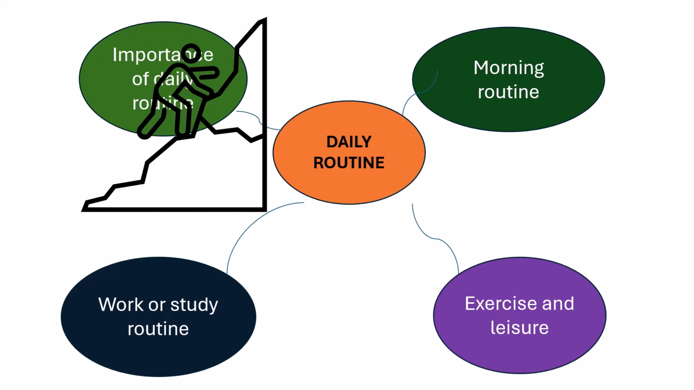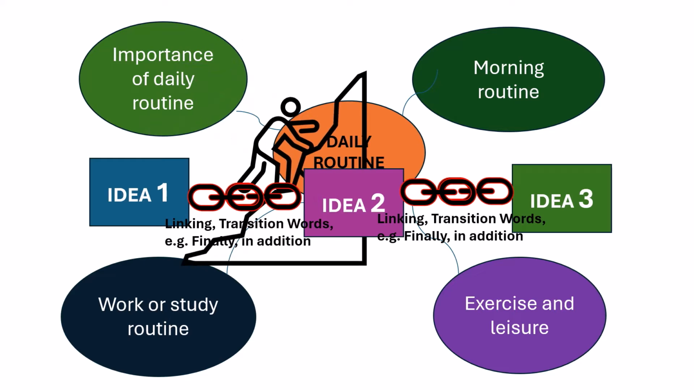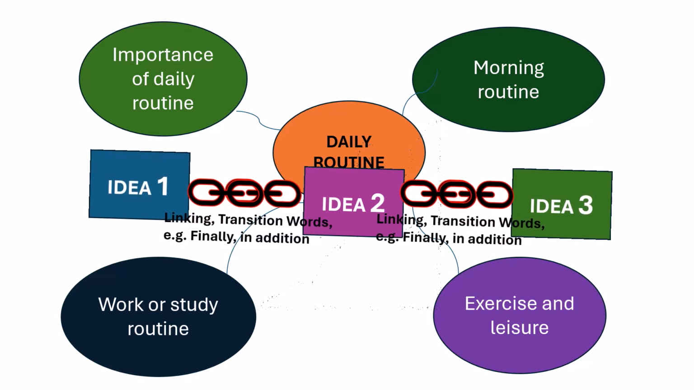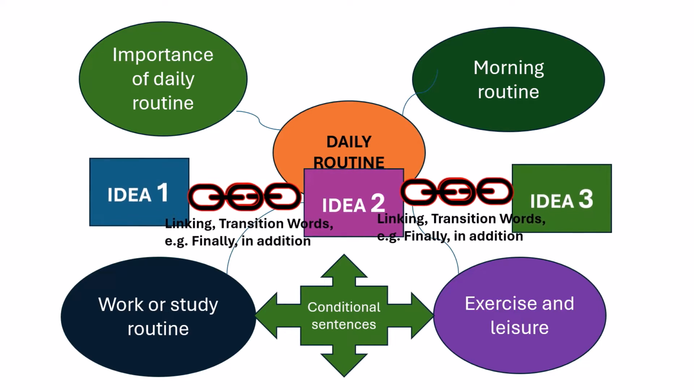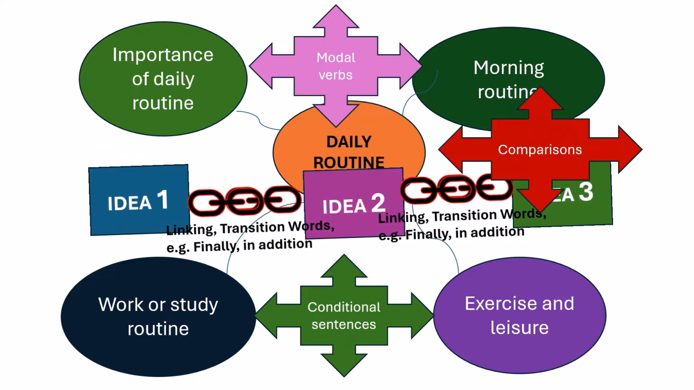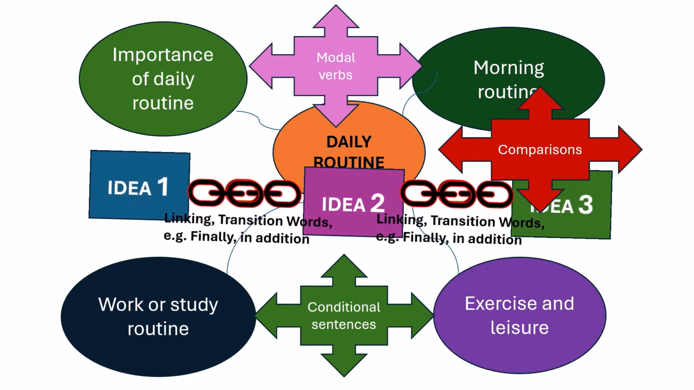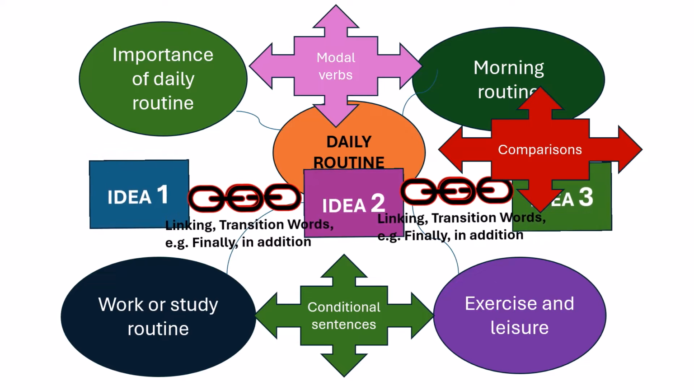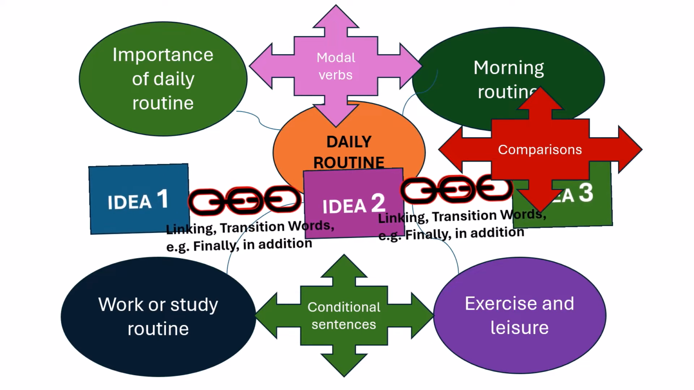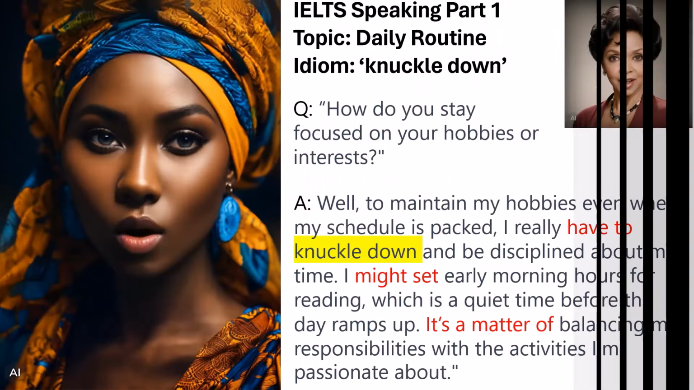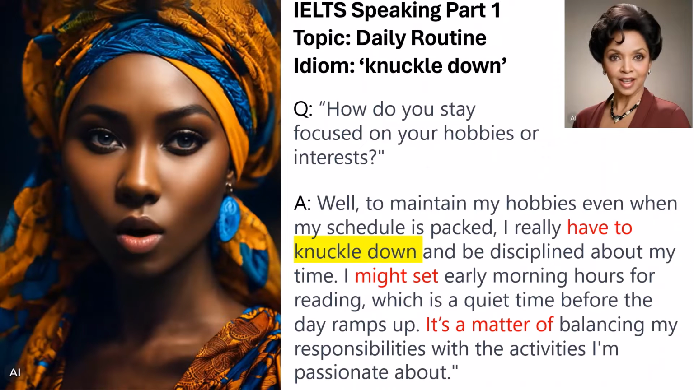We use idioms to enhance our scores, as well as transitional words and phrases, highlighted in red to create powerful links between ideas. Additionally, we will use conditional tenses, modal verbs, and comparisons to provide a grammatically complex answer. Let's now analyze some answers to sample questions that can help you prepare for the IELTS Speaking Part 1 test. How do you stay focused on your hobbies or interests?